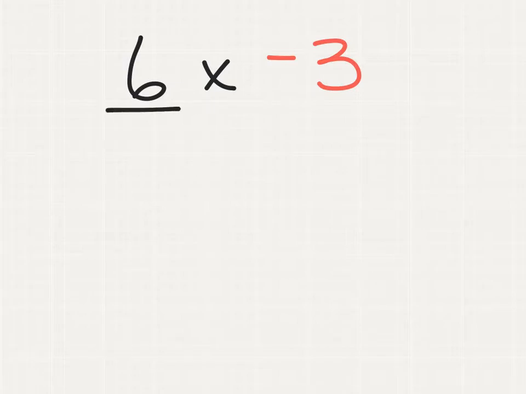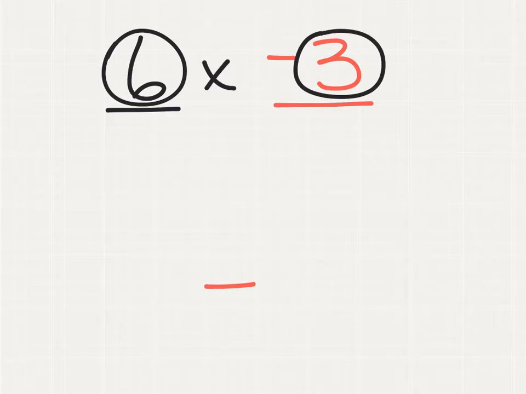So let's try a few examples. 6 times -3. Step 1 says, are the signs the same or different? We see positive, we see negative. They're different. That means the solution will be negative. Step 2 says multiply as normal. So what is 6 times 3? Well, that's 18.